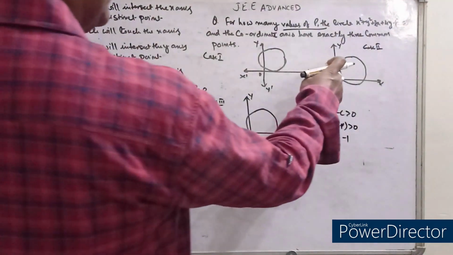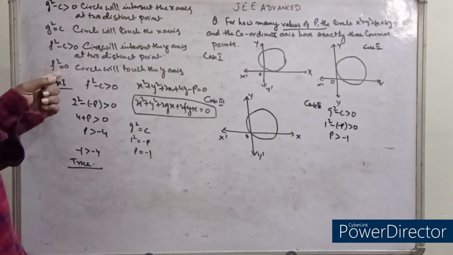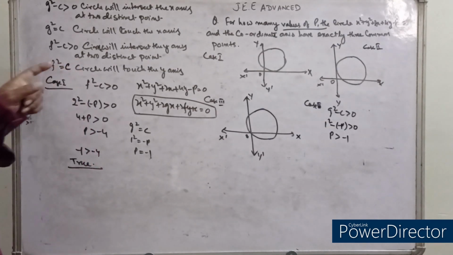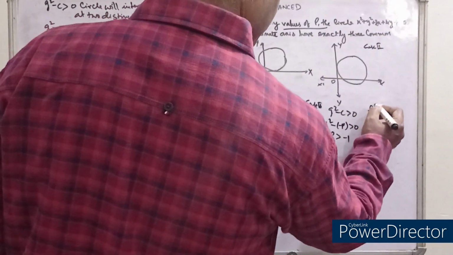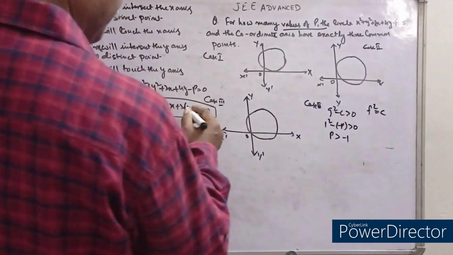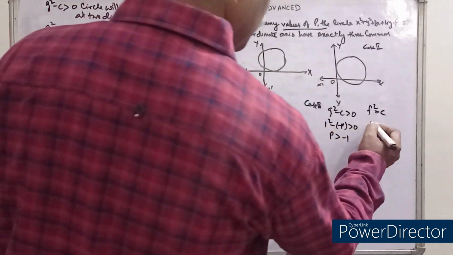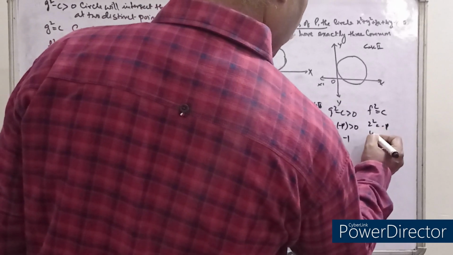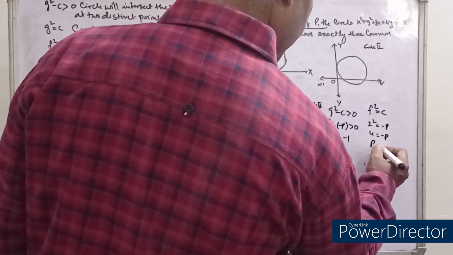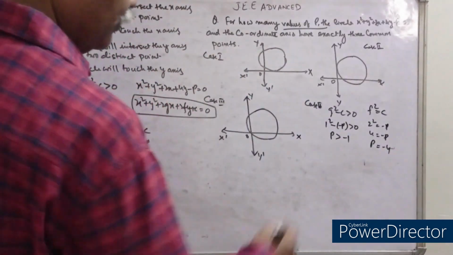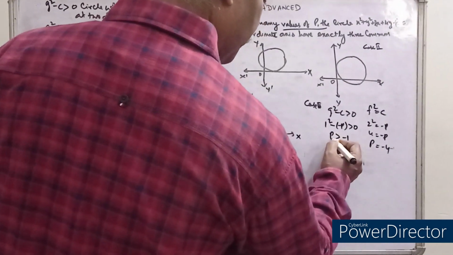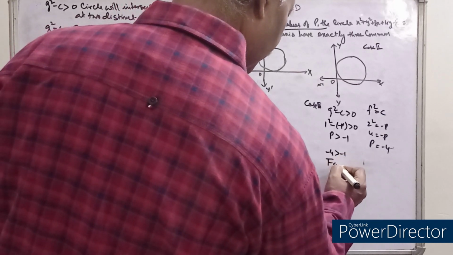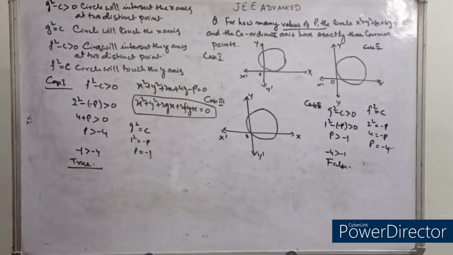And at the same time it is touching the y-axis. Since the circle is touching the y-axis, your f square is equal to c. Your f is 2, so 2 square is equal to minus p. So 4 is equal to minus p, so p is equal to minus 4. So here p equal to minus 4 is not greater than minus 1, this is false.